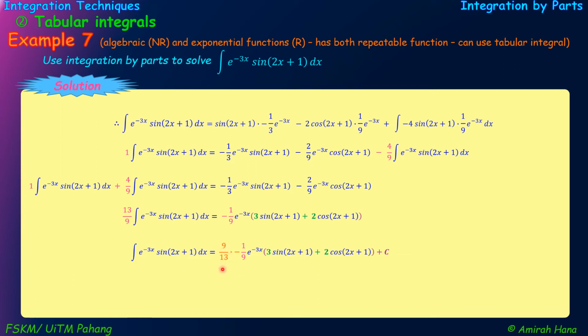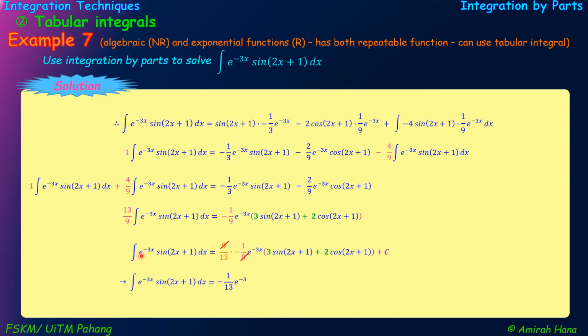So we get 9 over 13 times negative 1 over 9 e to the power of 3x bracket 3 sine 2x plus 1 plus 2 cos 2x plus 1, and then we can put plus c at the back after we finish all the integration. Alright, and from here we have a multiplication operation, so we can simplify the 9 in the numerator here and the 9 in the denominator here.